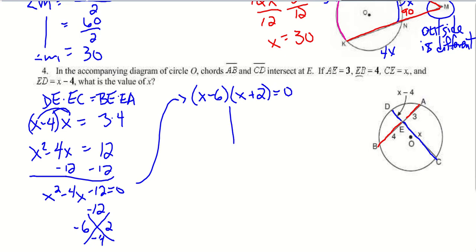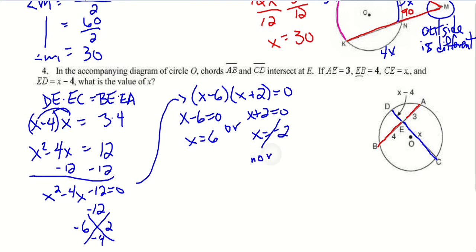We do our zero product property. You can drop the wall if you want to, or we just set them both equal to 0. So x minus 6 equals 0, or x plus 2 is equal to 0. So our answer is going to either be 6 or negative 2. Remember, since we're talking about segment lengths, this answer is not possible, okay? So there's no negative lengths.